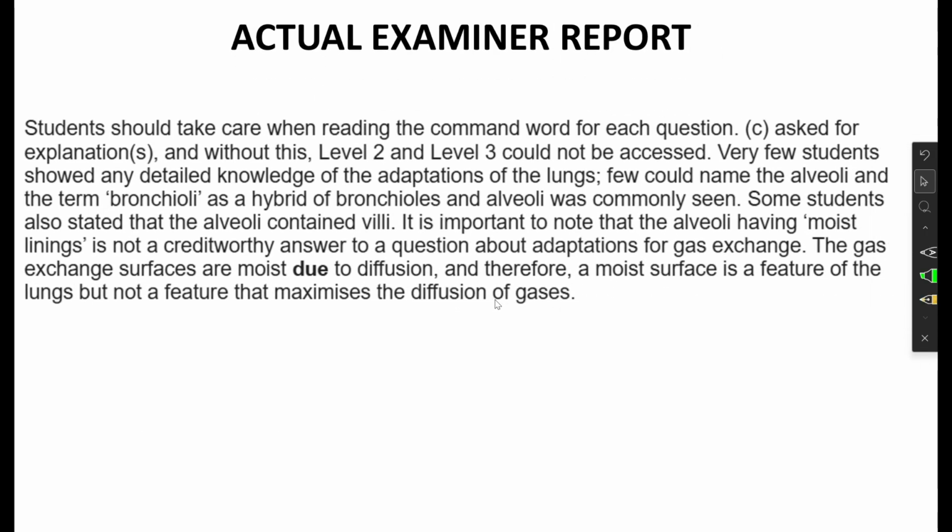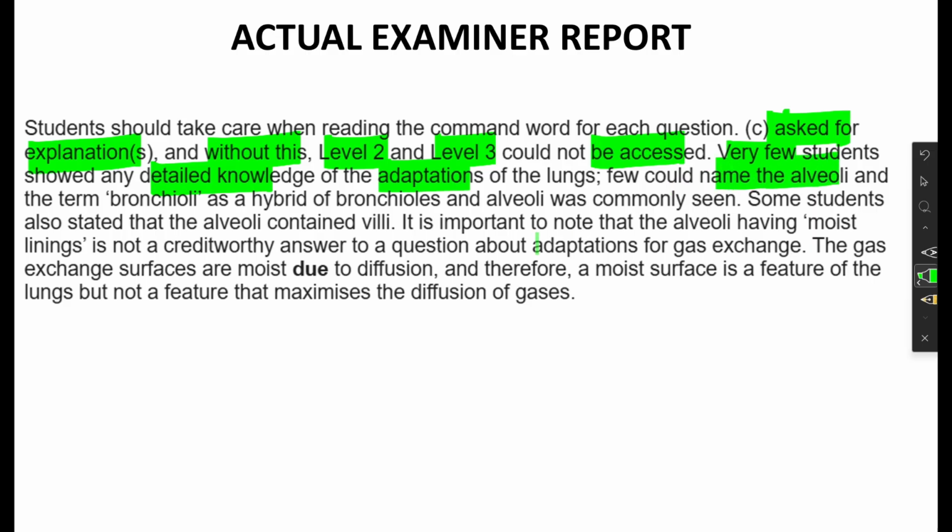In the examiner report I want you to really see this carefully. It says it asked for explanations, and without this, level 2 and level 3 would not be accessed by the students. Very few students show detailed knowledge of adaptations of the lungs. Few could name the alveoli, and then they confuse them with the bronchioles. Some students stated the alveoli contain villi. It's a misconception. Villi are in the intestine, right? Not in the alveoli.